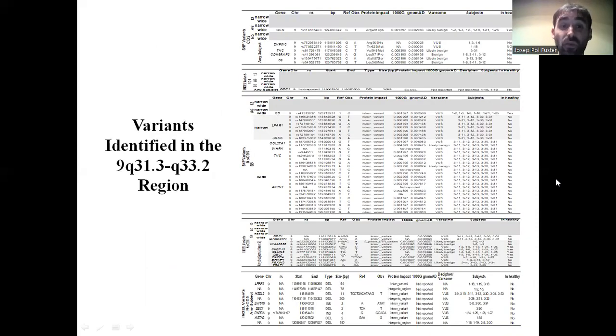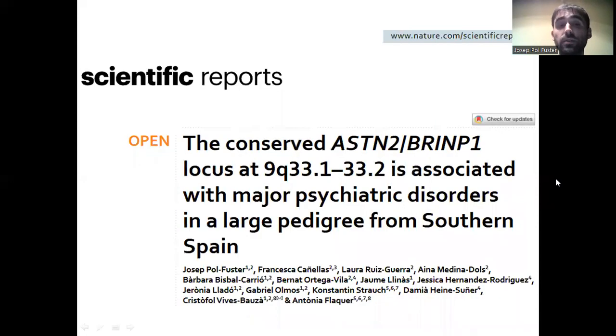We searched for rare variants segregating with the phenotype in this whole region, and we were not able to identify a single rare variant shared among all affected members of the family. But still, we were able to identify some rare variants that were shared among some of the individuals of the family that may be contributing to the phenotype in this region. These results were published in Scientific Reports.